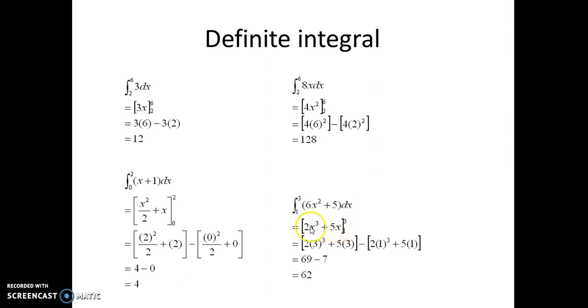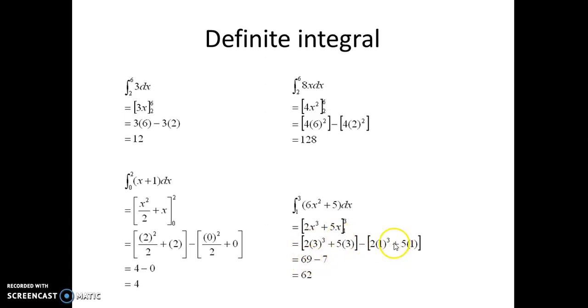So now that we have our antiderivative or the integral of this function, now we can evaluate at the upper limit and the lower limit. So we first evaluate at the upper limit and then subtract the lower limit from that upper limit. So substitute the 3 in first. So I've got 3 cubed is 9 times 2 plus 5 times 3 is 15. That's going to give you 69.